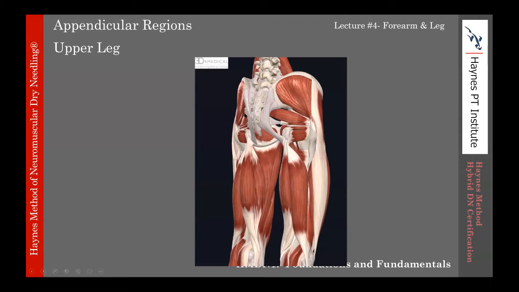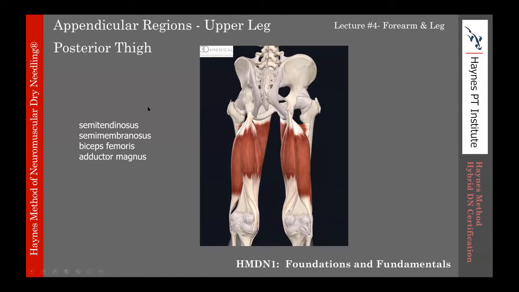So that's the upper arm. Now let's move on to the upper leg. Okay, so here we're going to talk through the posterior thigh: semitendinosus, semimembranosus, biceps femoris, and adductor magnus. I'm giving some very introductory ways to needle these muscles.